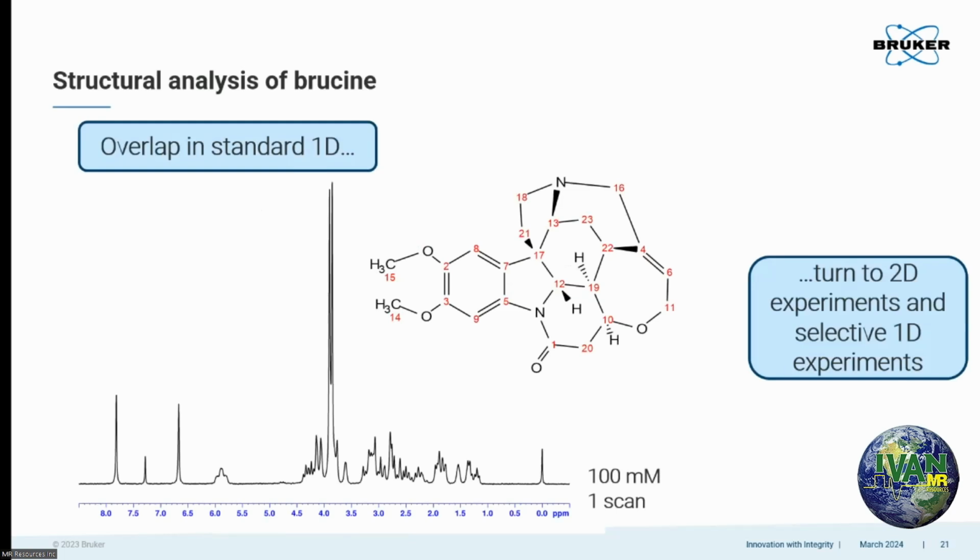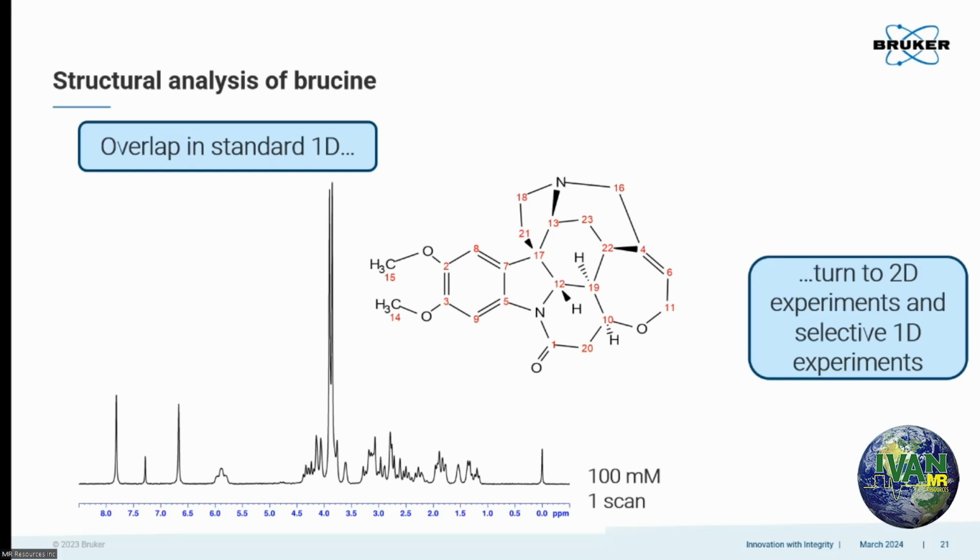So this leads me to this case study, the structural analysis of brucine. This is a 1D proton spectrum we get with one scan at 100 millimolar concentration. In our aromatic region, we do have some nicely resolved peaks with nice separation. Of course, they're singlets for the most part, so that looks fine. But in that aliphatic region, there's quite a bit of overlap.